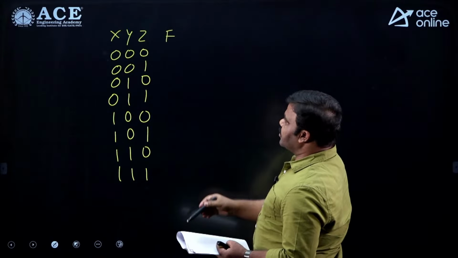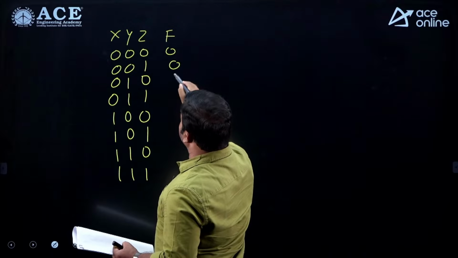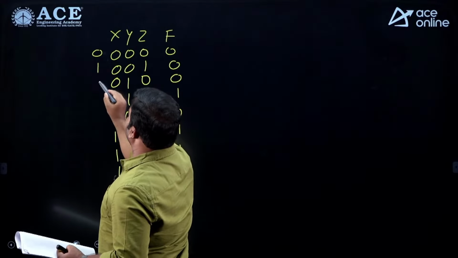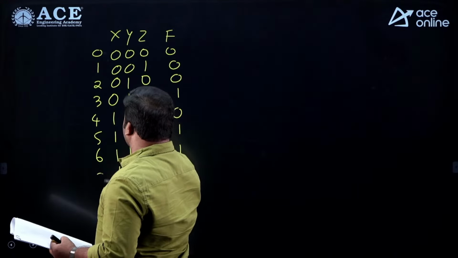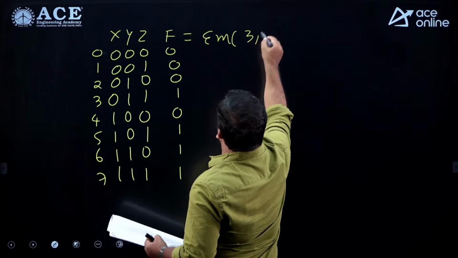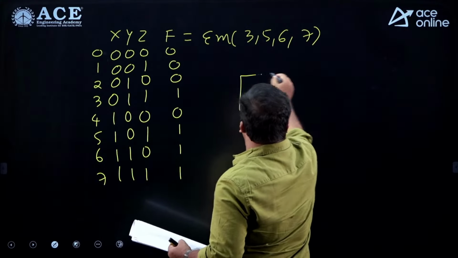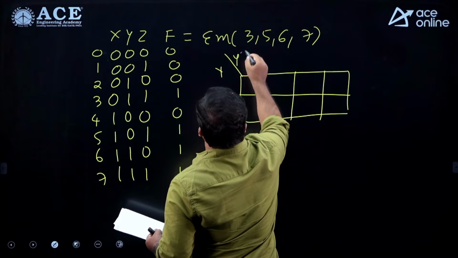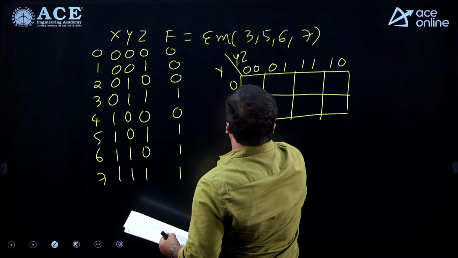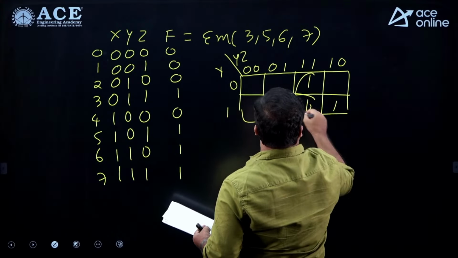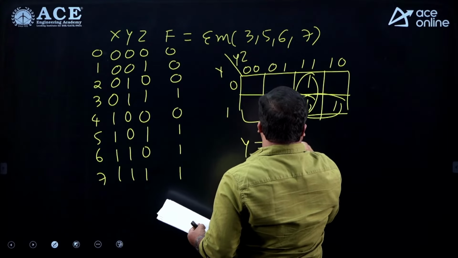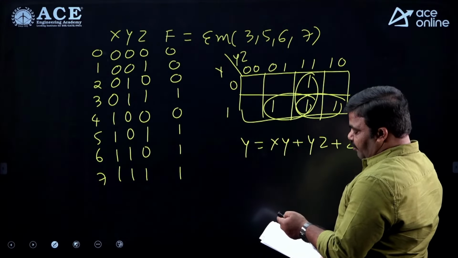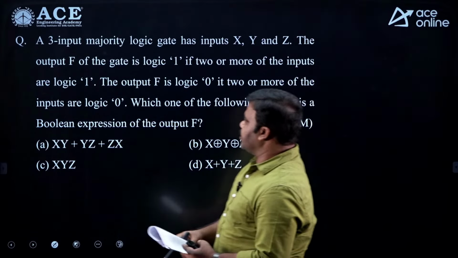If the majority are ones, then the output is 1, otherwise it is 0, so F is 0, 0, 0, 1, 0, 1, 1, 1. If you number the combinations 0 to 7, F equals sigma m of 3, 5, 6, 7. If I use a 3 variable K map with X, Y, Z input variables and minimize 3, 5, 6, 7, we get F equals XY plus YZ plus ZX, which is the expected Boolean expression of F. So the answer is A for this question.